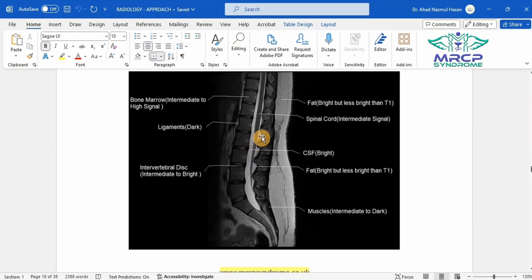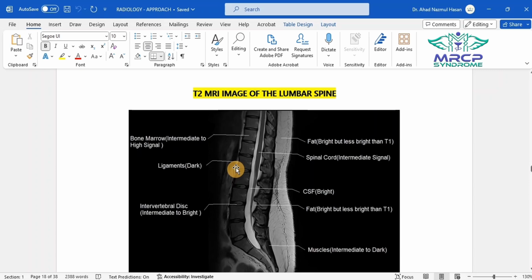And in case of T2, the CSF would be bright. The ligament is also dark. So the ligament is dark both in T1 as well as in T2. So whenever there is any abnormality, any tearing or inflammation in the ligament, it will appear as hyperintense, whether in T1 or T2.